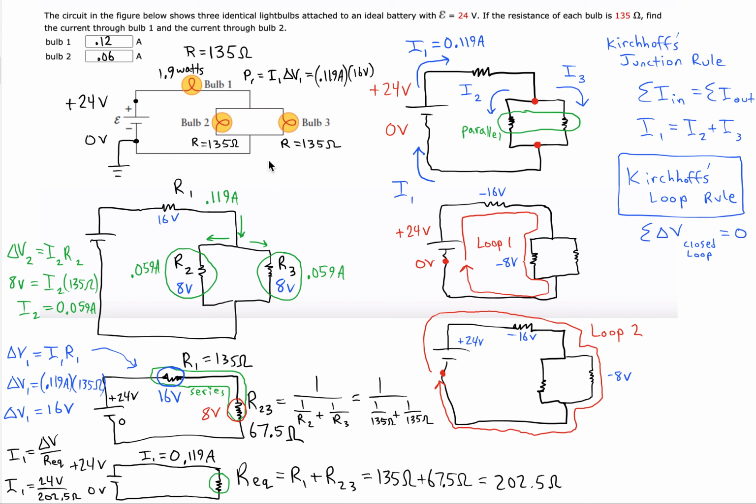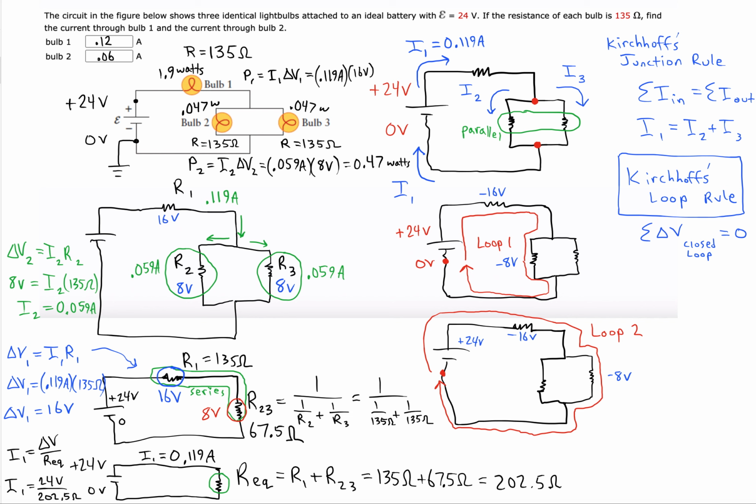Okay, now we want to find the power of the other bulbs. So we'll just do I2 times delta V2. The current here was 0.059 amps. Delta V turned out to be 8 volts. And it's 0.47 watts. So each of these is 0.047 watts.